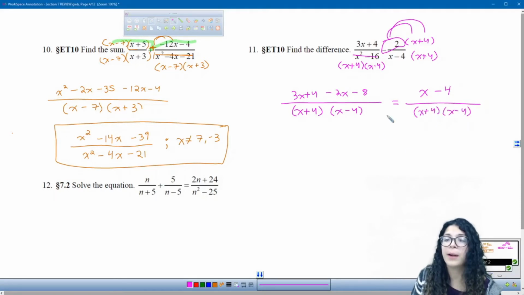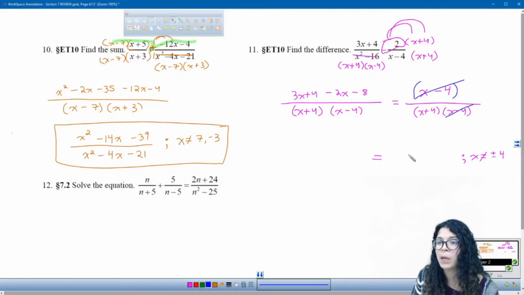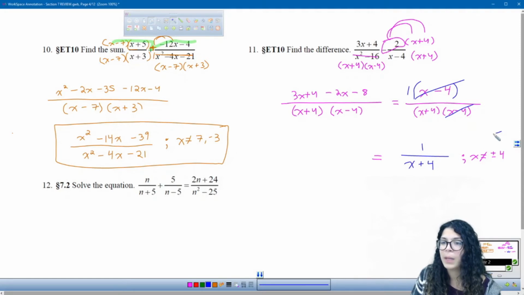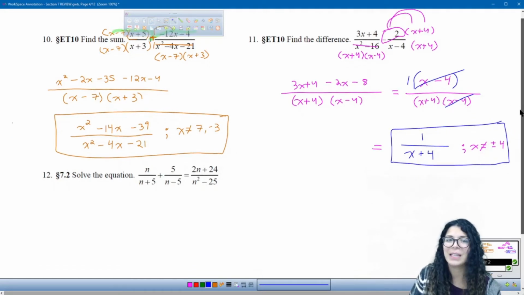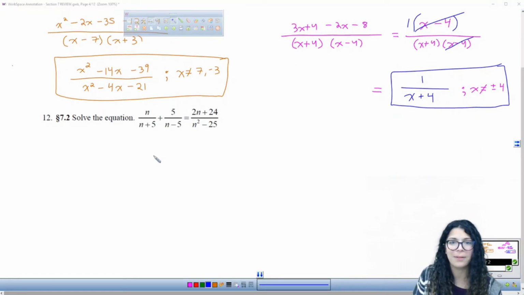All right, before I write the fully simplified version, I'm going to go ahead and write my excluded values. X cannot be either negative 4 or positive 4. So x cannot be plus or negative 4. And then I can go ahead and actually cancel out this entire denominator. X minus 4 will cancel out with x minus 4. So in the numerator, I really just have 1. And in the denominator, I have x plus 4. And that is the simplified version. All right, that's number 11. Let's move on to number 12.